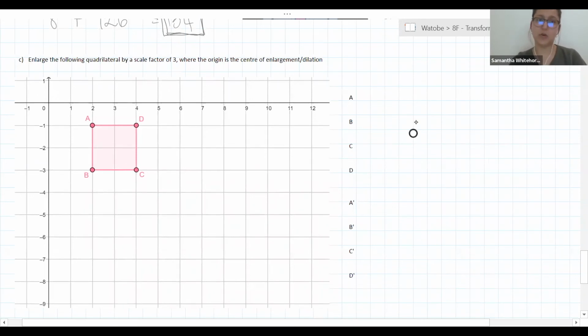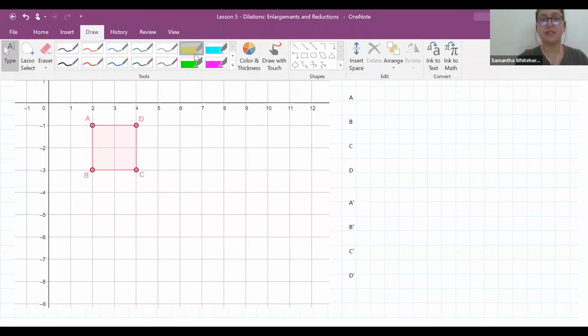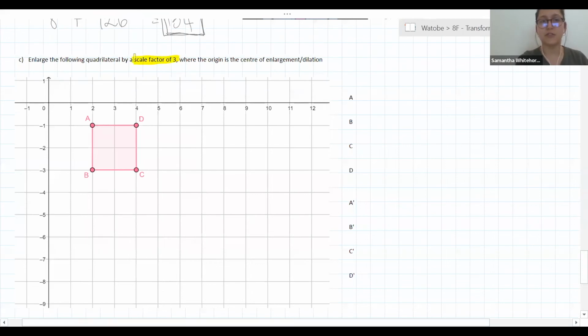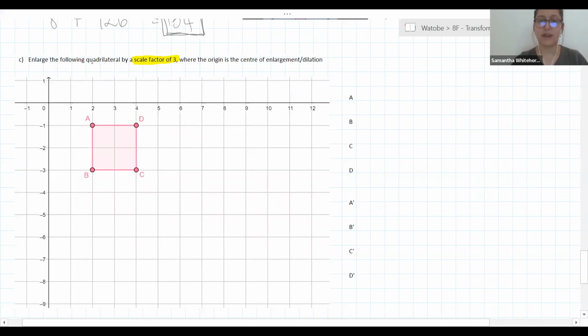Enlarge the following quadrilateral ABCD by a scale factor of 3, where the origin is the center of enlargement or dilation. Lots of information here. Basically, what this is saying is make the square 3 times bigger. That's it. So we know that we have to have the scale factor, and they've told us the scale factor is 3. And as long as I know how much bigger or smaller I'm making my shape, I would just multiply my original coordinates by that scale factor. So let's quickly do this.